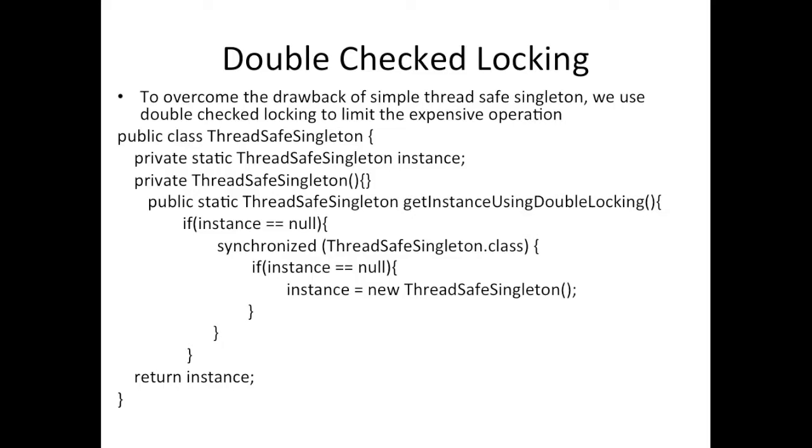So why is it double-checked? Because we are checking twice. When we get inside the getInstance method, we check if the instance is null, and only then do we enter the synchronized block, and again we check if the instance is null, and only then do we create the instance of the class. That's why we have named this double-checked locking.